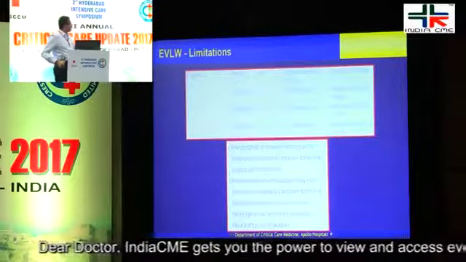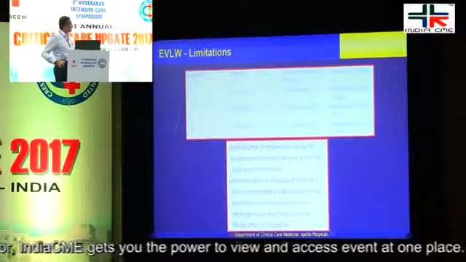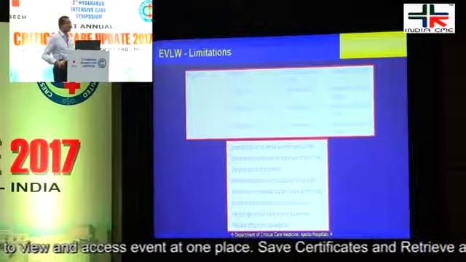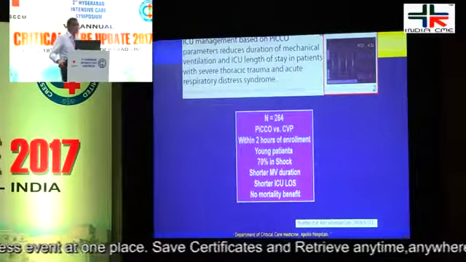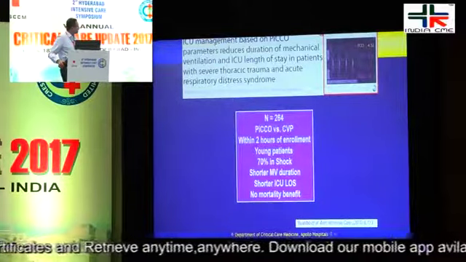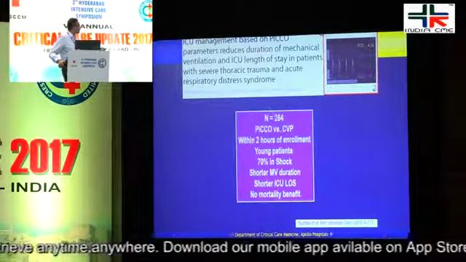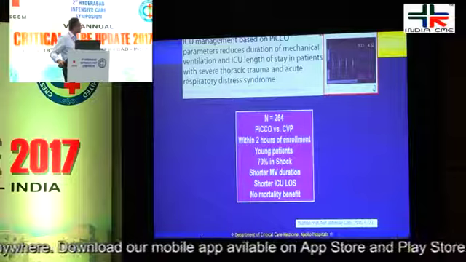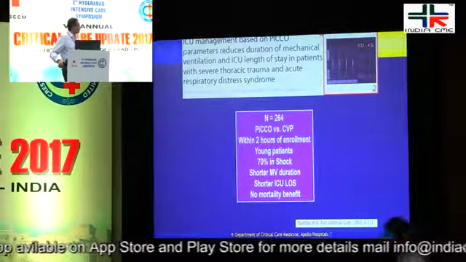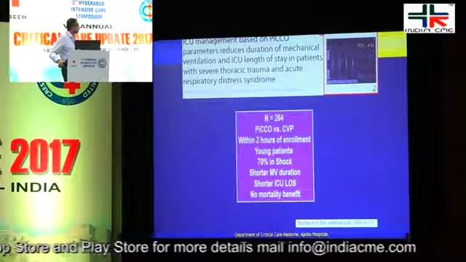There are several limitations of extravascular lung water measurement. PEEP can interfere, lung resection can interfere, PE can interfere, so you need to be careful in terms of how you interpret. After all, this is the largest study I could find, 264 patients, where they looked at PiCCO versus CVP guided fluid resuscitation for thoracic trauma and ARDS patients. No mortality benefit. They were able to come off ventilation and come off ICU stay faster.